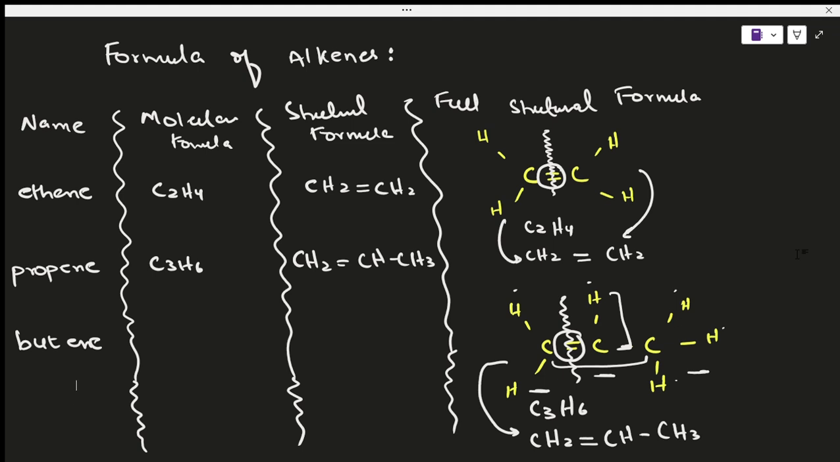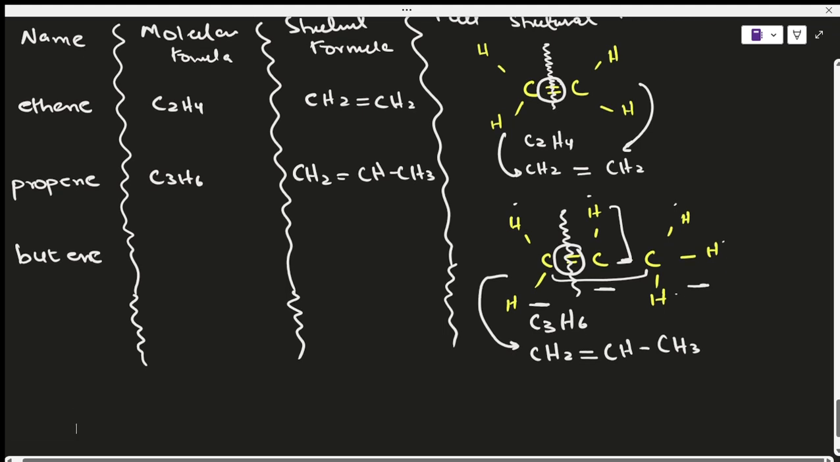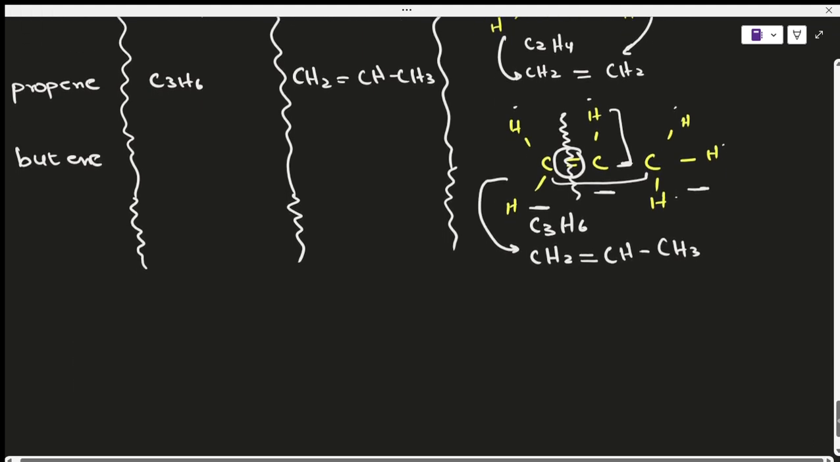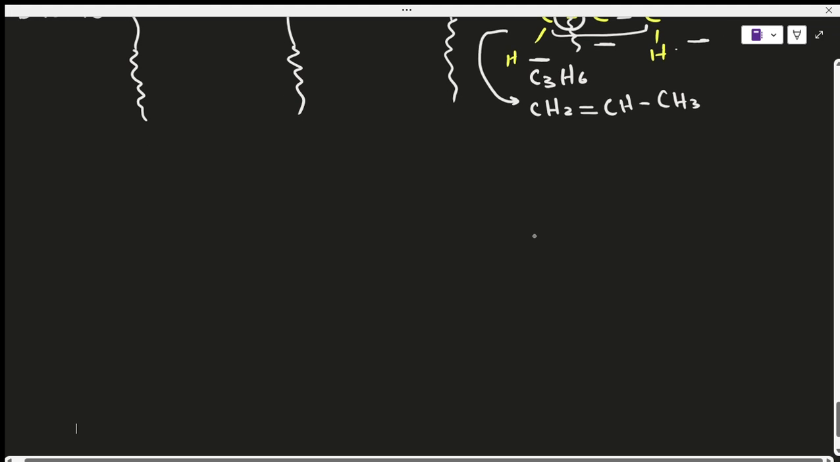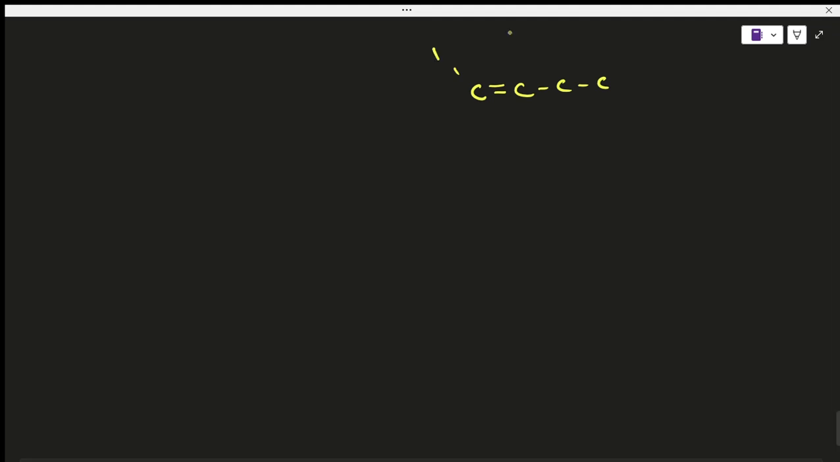Now let's look at butene. If I were to draw the full structural formula for butene, you can have a double bond at any place you like. So have a double bond here, like this, and this is 1, 2, 3, 4 bonds on each carbon. Okay, and yes, this is correct.